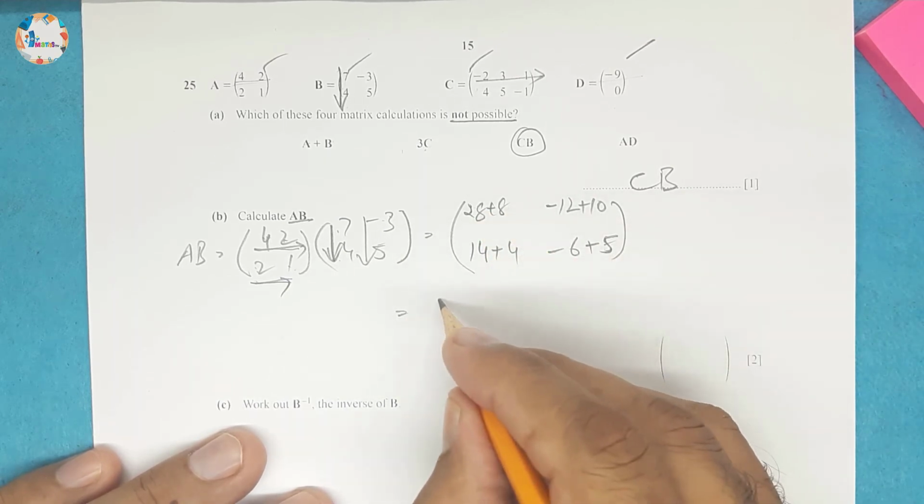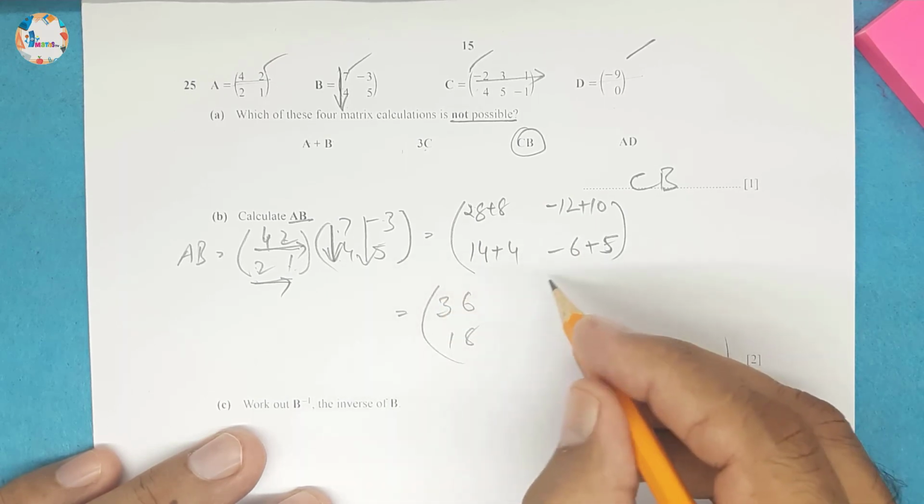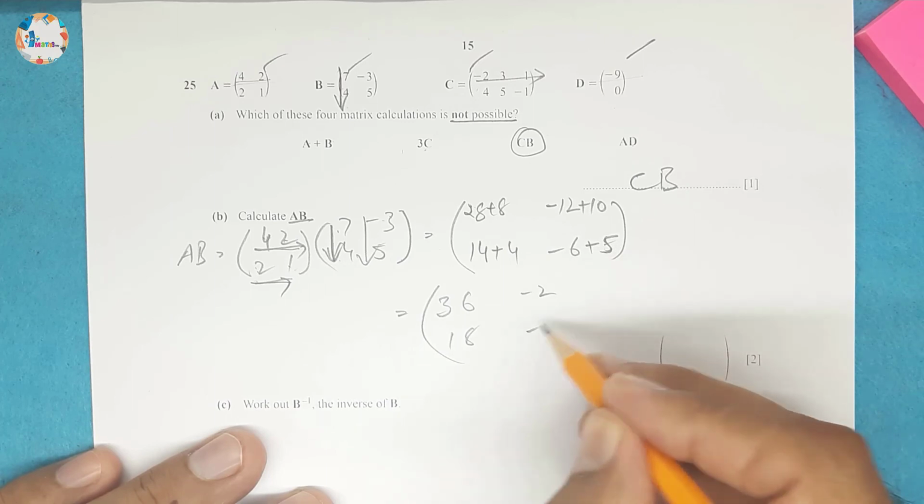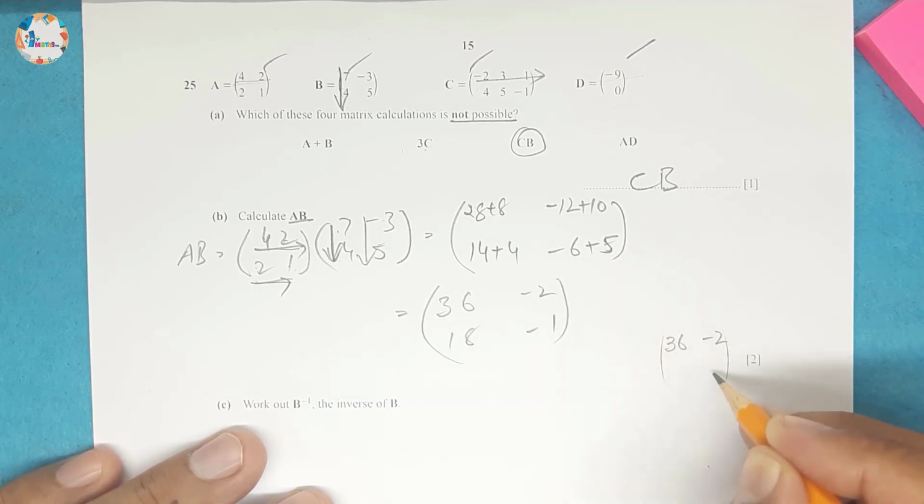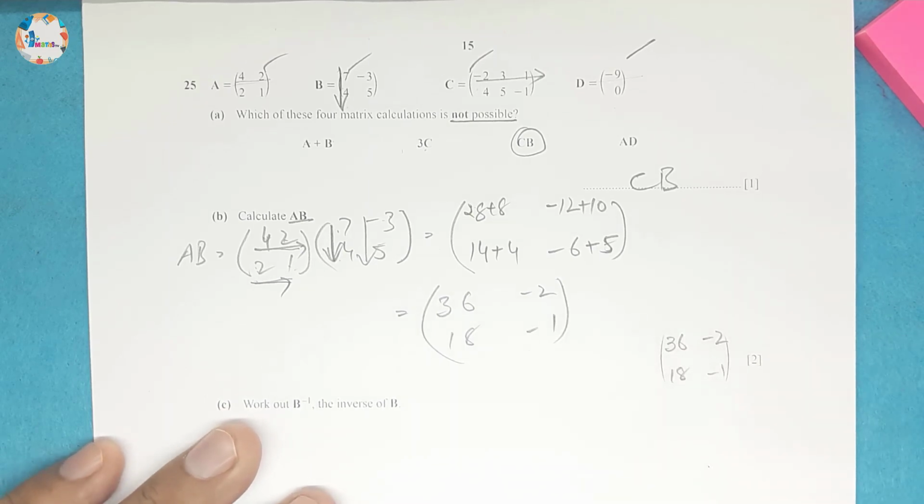28 plus 8 will be 36, 14 plus 4 will be 18, minus 12 plus 10 will be minus 2, and this will be minus 1. This will be our answer: 36, minus 2, minus 1 and 18. This is our answer for this part.